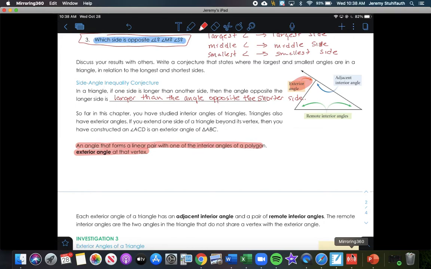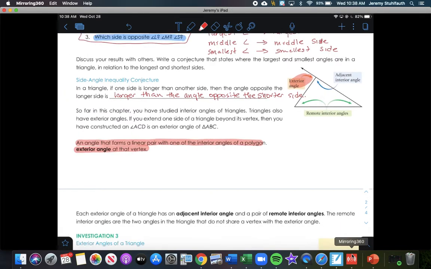Okay? So in this chapter, what we have studied so far is the interior angles of triangles. We've learned that they add up to 180 degrees, and then we figured out some relationships for isosceles triangles and their angles on the inside. So triangles also have these exterior angles. And again, if you extend a line out past one of your interior angles and create a linear pair, you get an exterior angle.